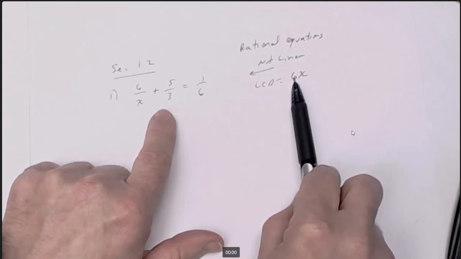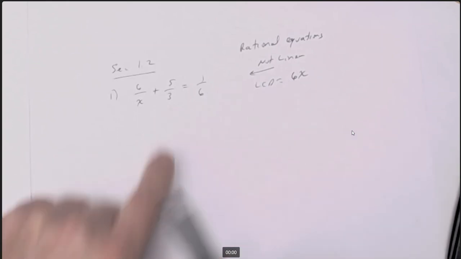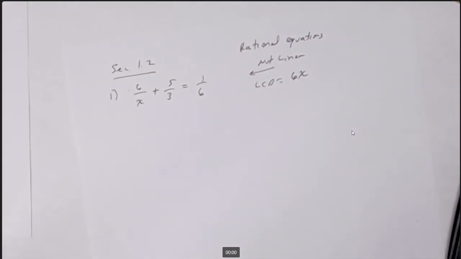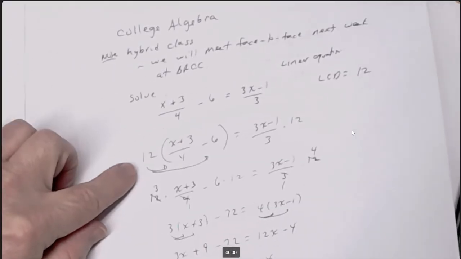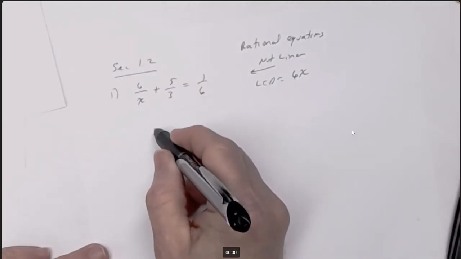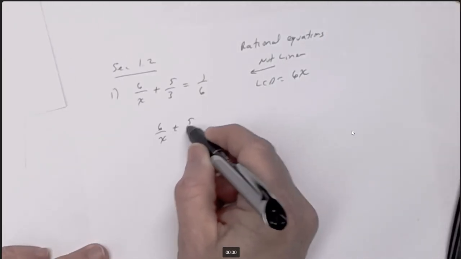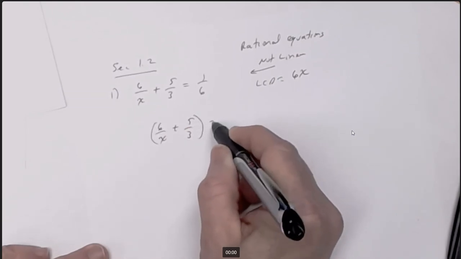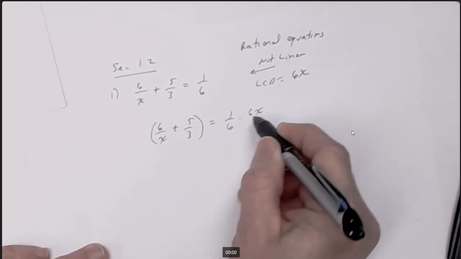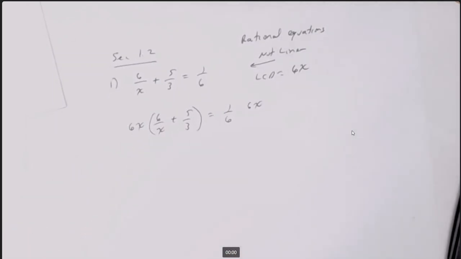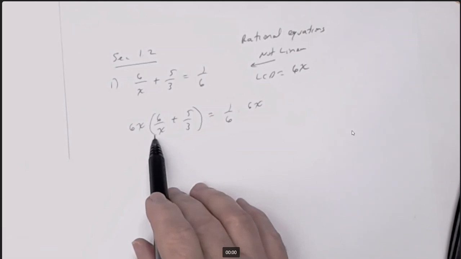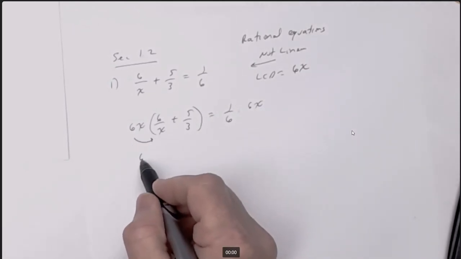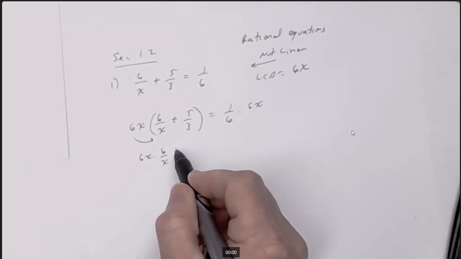Now what you're going to do is multiply both sides by the least common denominator, just like you did here. So I'm going to rewrite this over. 6 divided by x plus 5 divided by 3. And you're going to multiply both sides by the least common denominator. What you do to one side, you do to the other. Now the next step, remember, was to use the distributive property. Do the same thing here. So 6x times 6 over x plus 6x times 5 divided by 3 equals 1 divided by 6 times 6x.